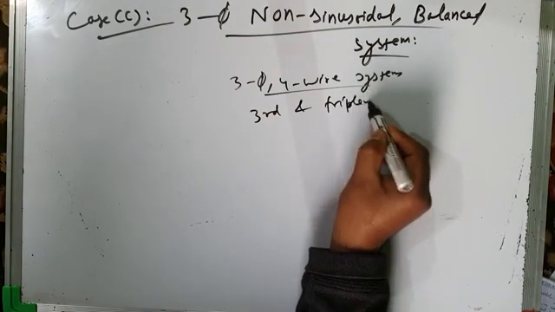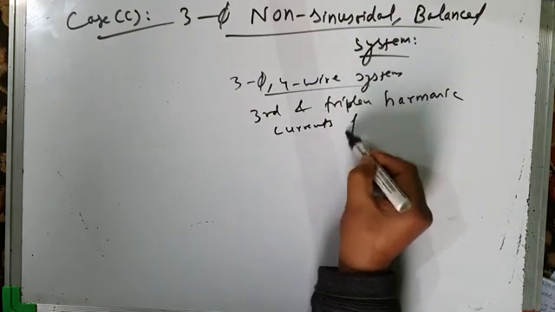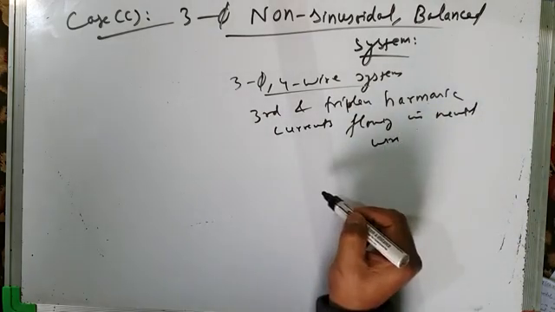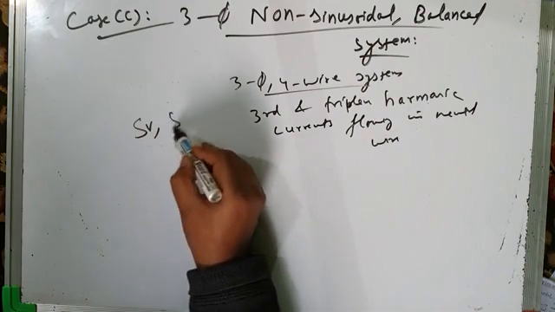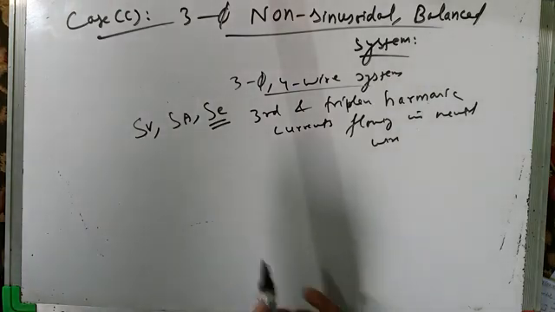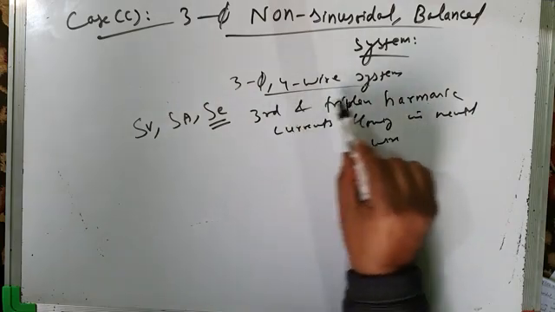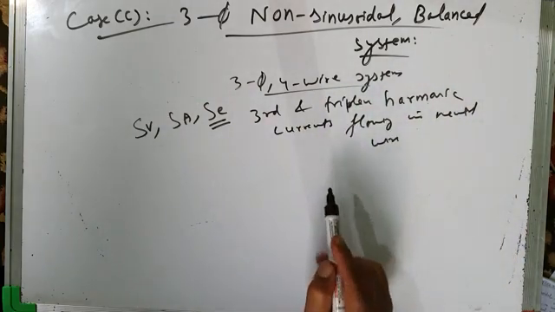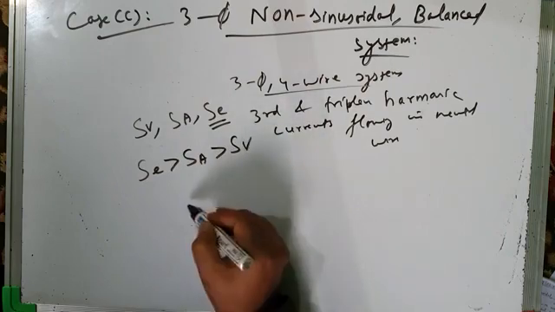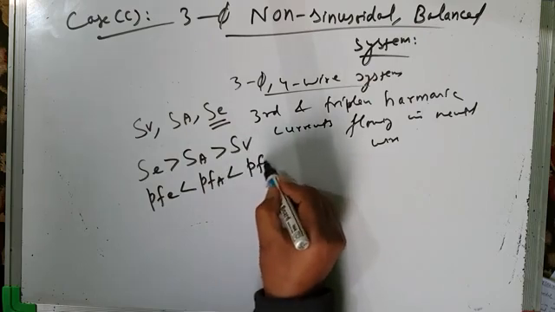There are third and triplen harmonic currents which add up and flow in the neutral wire. So therefore, in addition to vector apparent power and arithmetic apparent power, a third type of apparent power was defined, called effective apparent power, that takes care of additional power loss or additional power carried by the neutral because of the flow of third and triplen harmonic currents in the neutral. We found that effective apparent power is greater than arithmetic apparent power, greater than vector apparent power, and effective power factor therefore is less than arithmetic power factor, less than vector power factor.